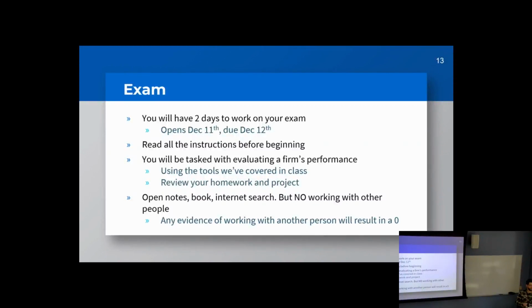No. Those 2 days. Within those 2 days, you can come back to it. You'll be able to download and use everything available to you. So as long as you have it submitted by the end of the 12th, it'll be okay.